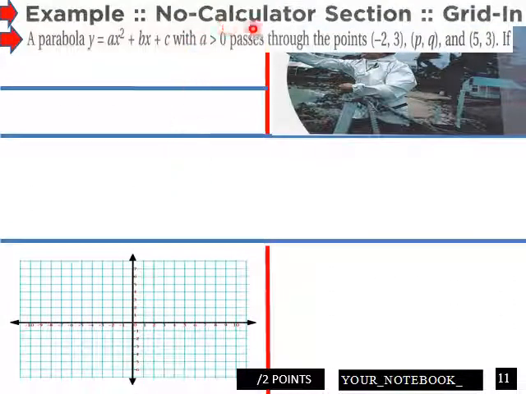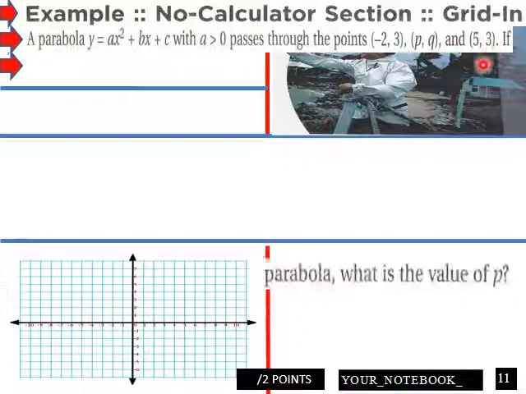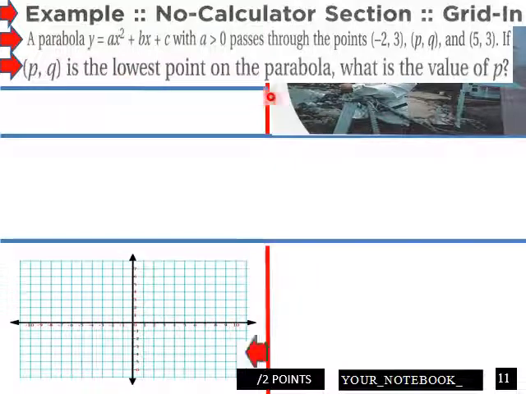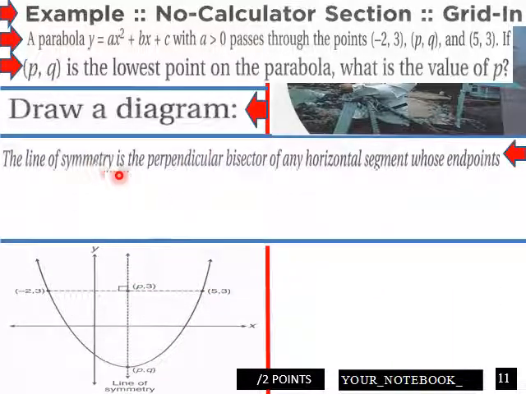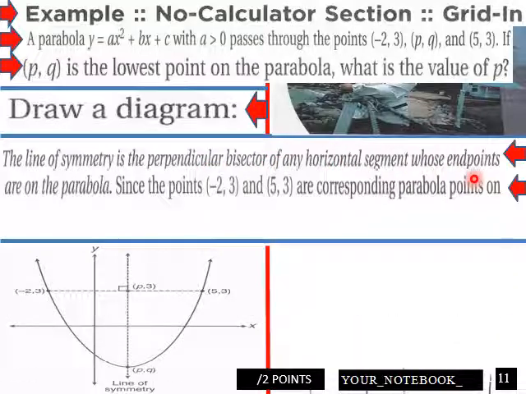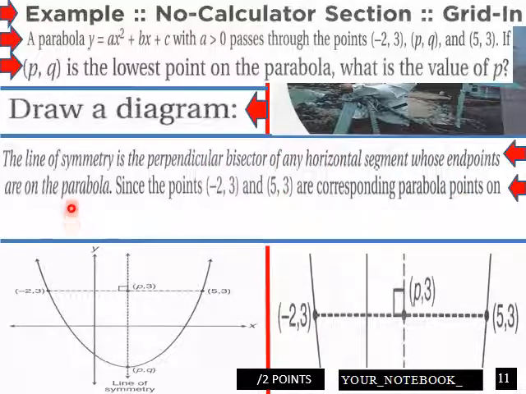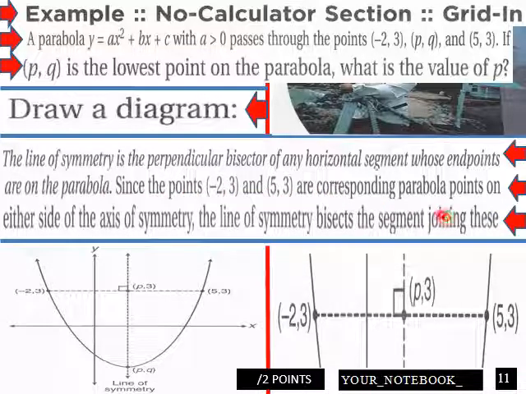No calculator section, grid in. We have this parabola here, a greater than 0, passing through points (-2, 3), (p, q), and (5, 3). If (p, q) is the lowest point on the parabola, what is the value of p? Draw a diagram. Here's our diagram here. The line of symmetry is the perpendicular bisector of any horizontal segment whose endpoints are on the parabola. So, since points (-2, 3) and (5, 3) are corresponding parabola points on either side of the axis of symmetry, the line of symmetry bisects the segment joining these.